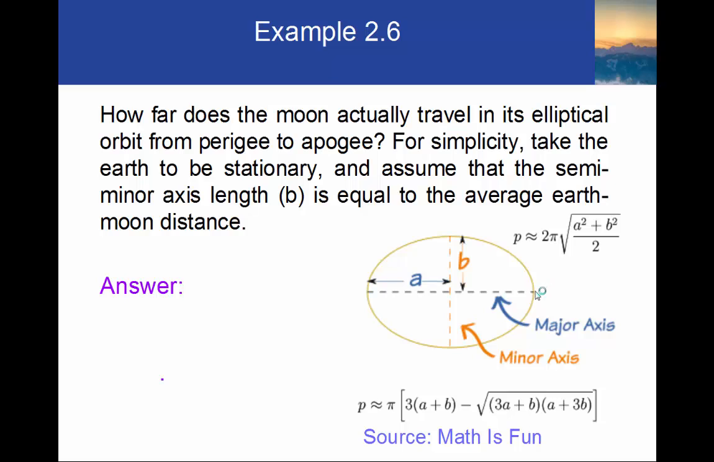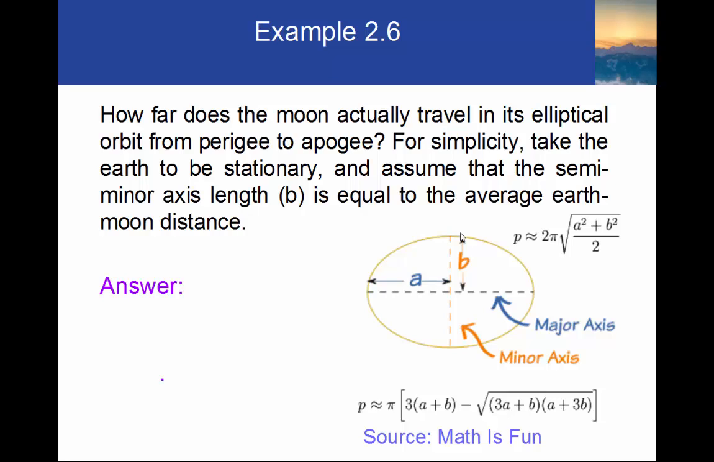Okay, the other part of this example, or the logical extension of this example, is to ask, how far does the moon actually travel in moving from perigee to apogee? In other words, when it moves from here around this path to here, how far does it travel? And actually, the moon's orbit is more appropriately from here around the path to here. In any case, you get the same answer. And it turns out that this is not quite so easy a question as it would appear.